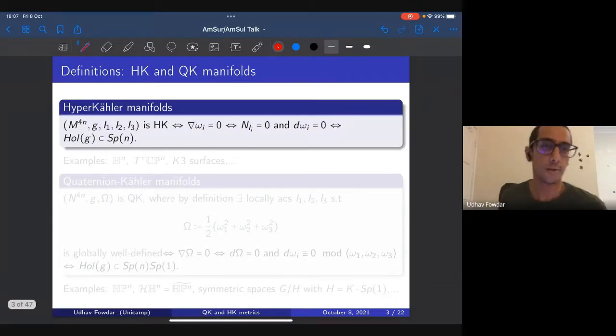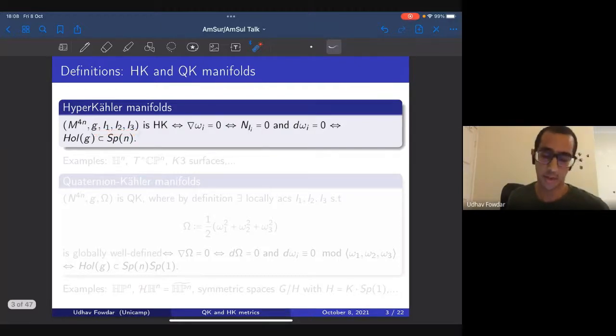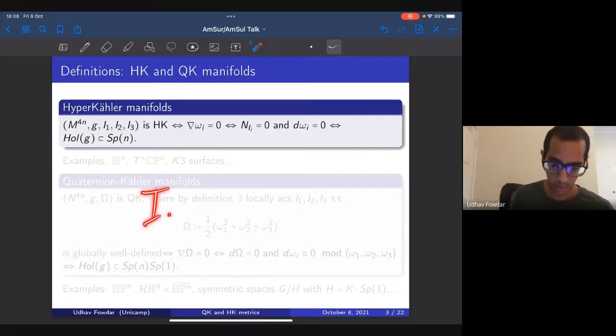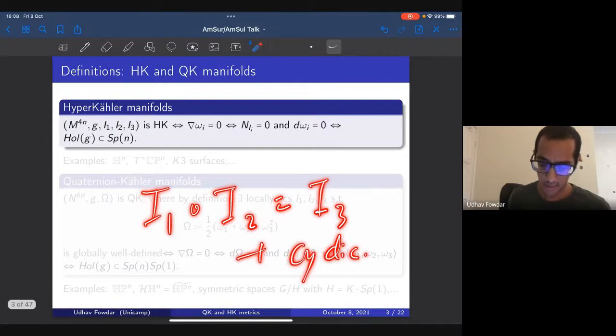So first things first, we're talking about hyperKähler manifolds. What are these? These are Riemannian manifolds of dimension 4n, which have a triple of complex structures, I1, I2, and I3, that behave like the imaginary quaternions. So I1 composed with I2 is I3, plus cyclic permutations.